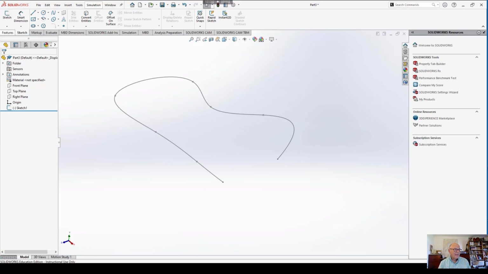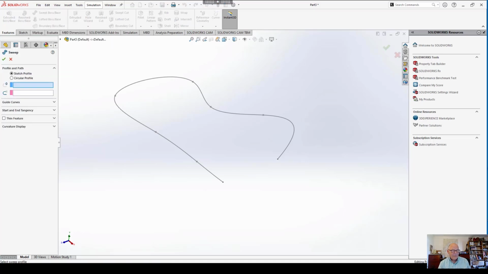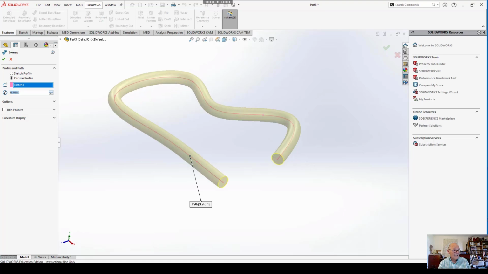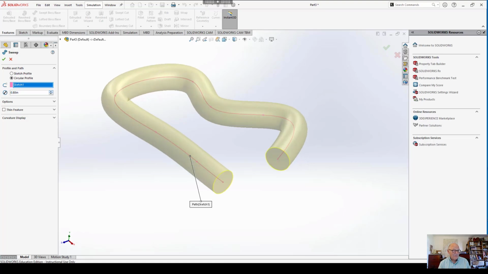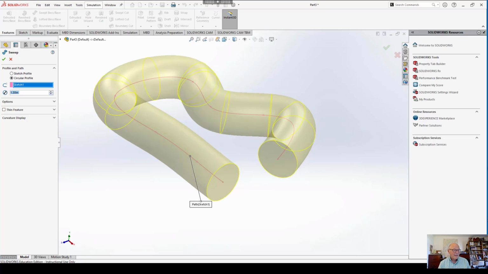We can go directly into the swept boss or base, and instead of picking a profile that we want to sweep along that path, we can say just make a circle out of it. If we do that, we have a chance to put the size of the circle in here, whatever we want, as long as it doesn't get so big that it's impossible. Now we can make that big enough and it's going to intersect itself and then it won't do it. So we didn't make that big enough yet. But you know, at this point, when it goes through, it probably will.